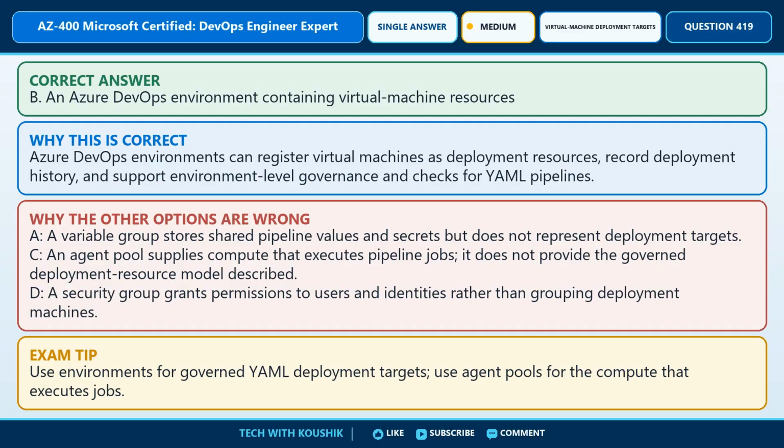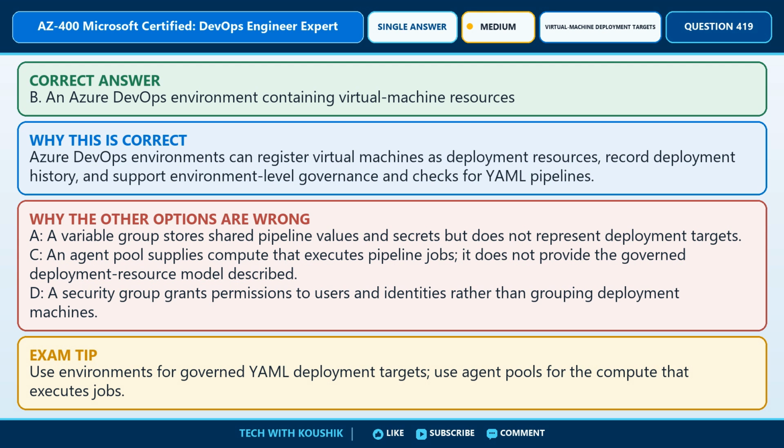The correct answer is option B, an Azure DevOps environment containing virtual machine resources. Here's why. Azure DevOps environments can register virtual machines as deployment resources, record deployment history, and support environment-level governance and checks for YAML pipelines. Why are the other options not correct?